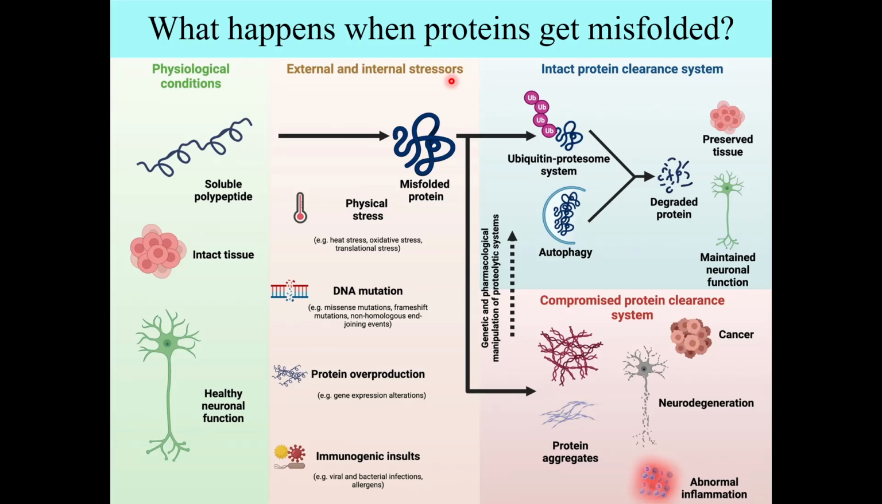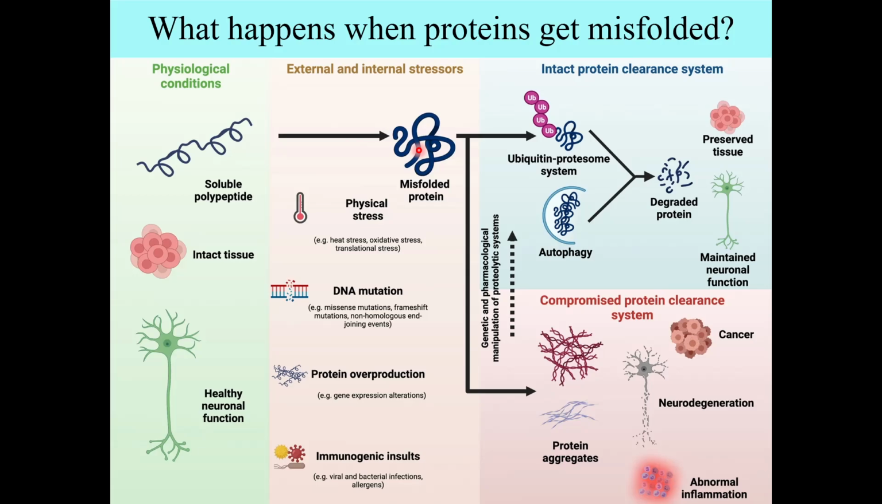Plus there can be DNA mutation, which can be because of exposure to radiation, chemicals, or different kinds of radioactive elements. There can be protein overproduction because of altered expression of genes, there can be cancer, there can be tumorigenesis, and there can be immunogenic insults, that is bacterial and viral infections. There can also be allergens, right? Allergic reactions. So these are the different kinds of stress because of which proteins can get misfolded.